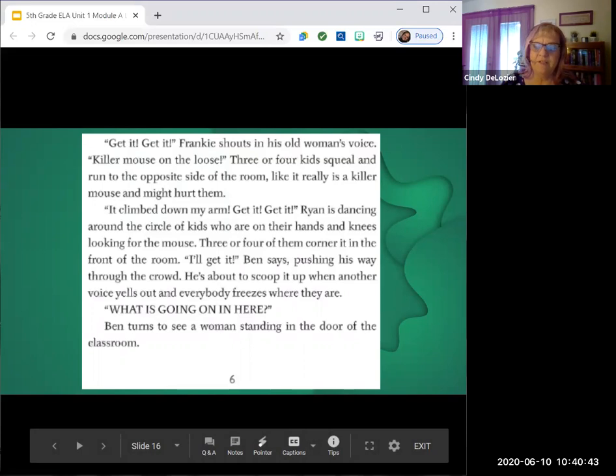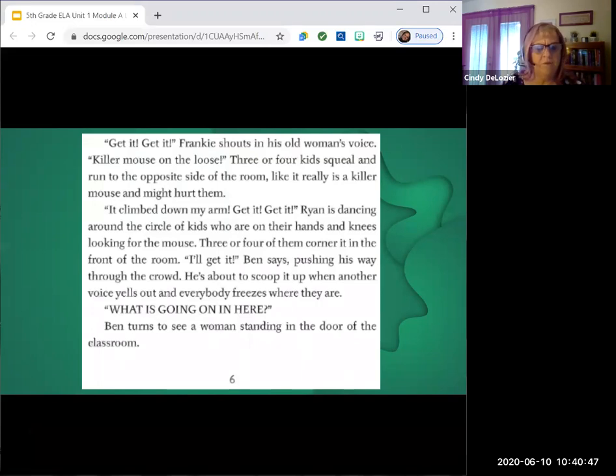Why do you think Frankie yelled out, "Killer mouse on the loose"? Does that go along with how we view his character traits? Who do you think has come into the room? Do you think the students will be in trouble? Why? What do you think is going to happen?